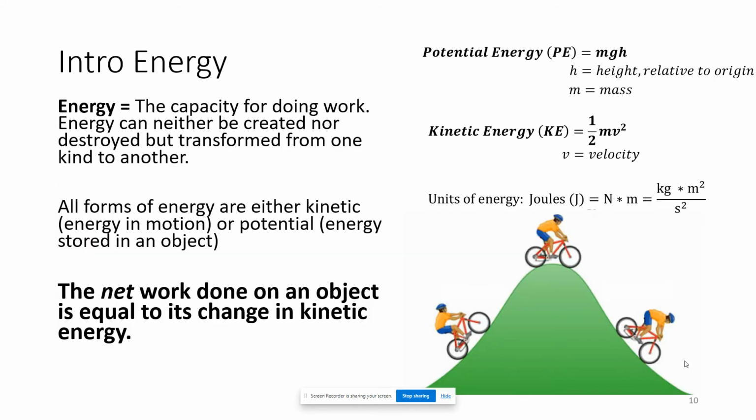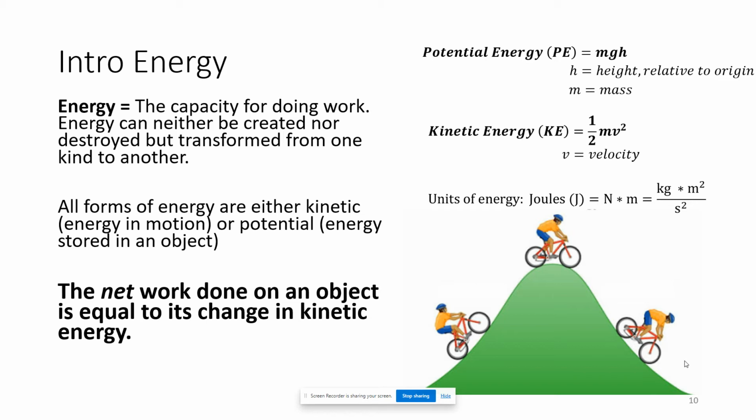All right, let's introduce energy just a bit and its connection to work. We're going to dive more into this next week. So energy is the capacity for doing work. Energy can neither be created nor destroyed, but transformed from one kind to another. All forms of energy are either kinetic, energy in motion, or potential, energy stored in an object. The net work done on an object is equal to its change in kinetic energy.